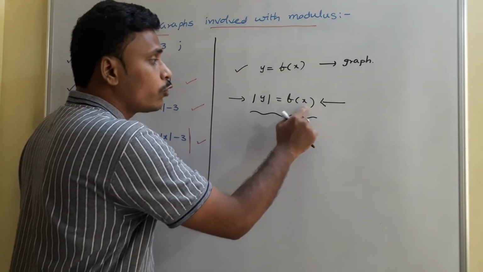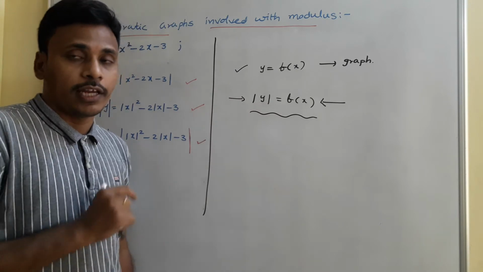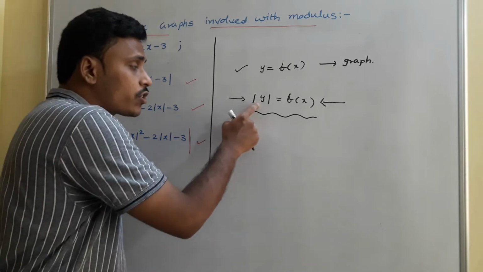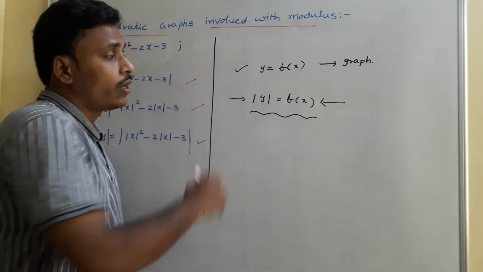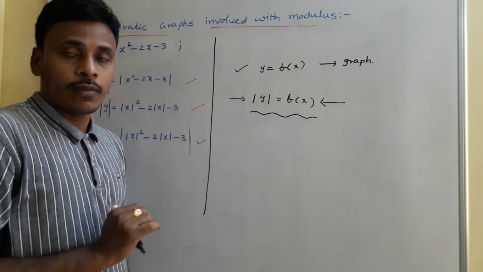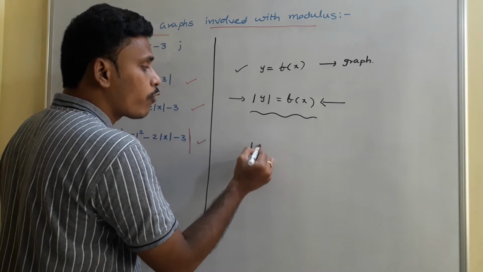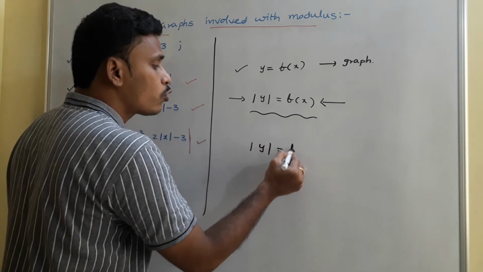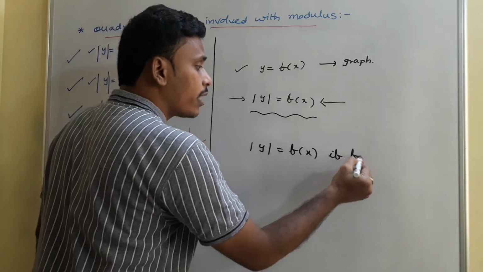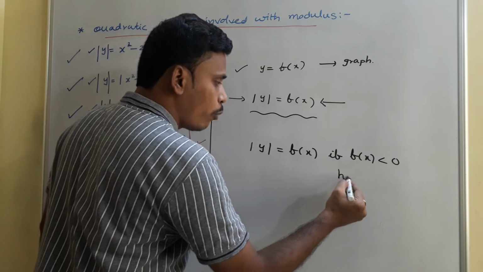In this, first of all, you need to think about f of x. That f of x may be positive, may be negative. If that f of x is negative, this side modulus means positive, that side f of x negative, then we can't get any graph. So what I am going to tell you is modulus of y is equal to f of x, if f of x is less than 0, has no meaning.